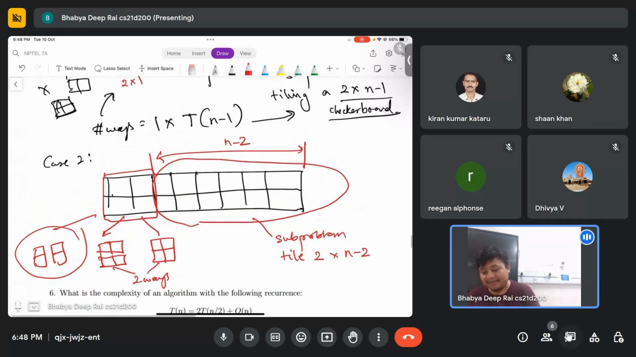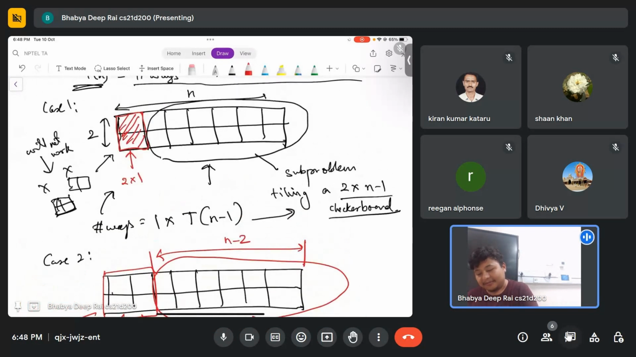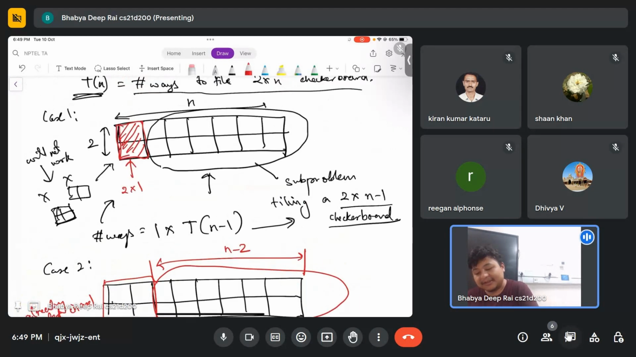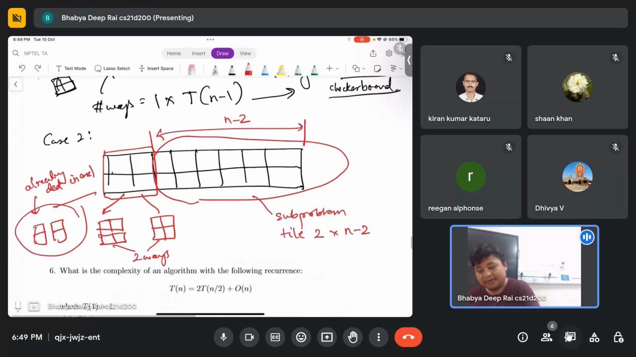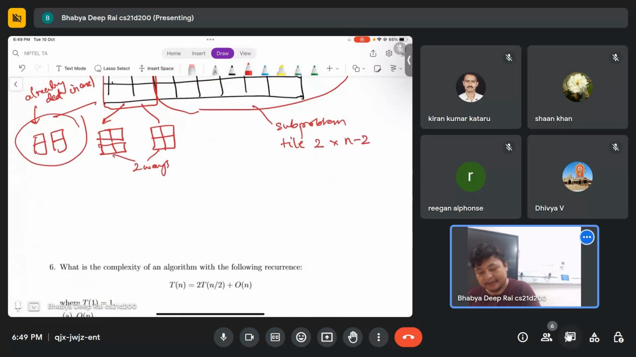Well, why am I not using vertical blocks? Because this will boil down to the same case, right? Because case 1 already deals with this. Because it could have been that I did this with a vertical, and in this sub problem, I tiled it using a single vertical block. So I'm double counting, I'm over counting here. I don't want to take over counting into account, so therefore I do not consider this case.